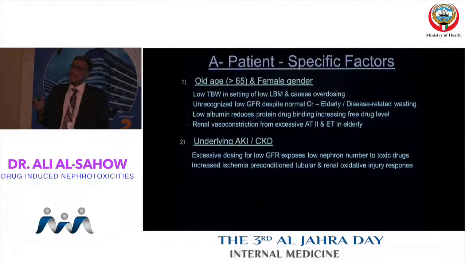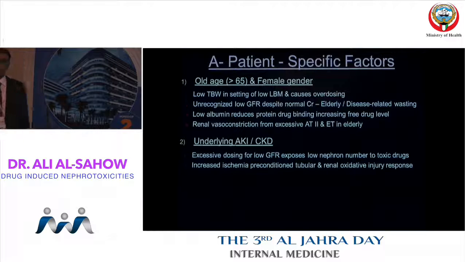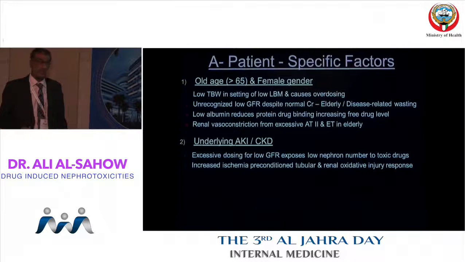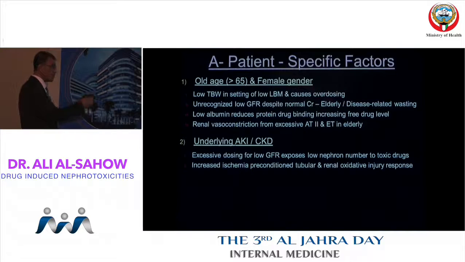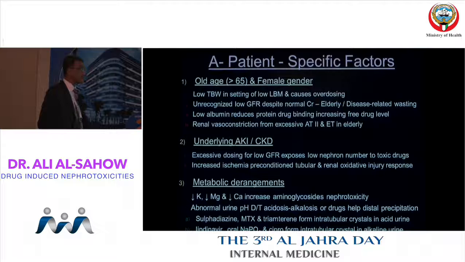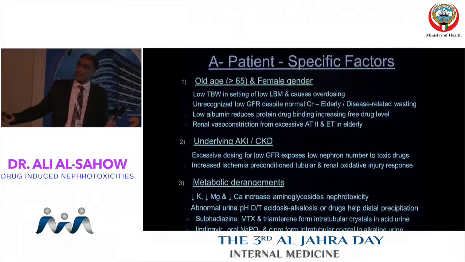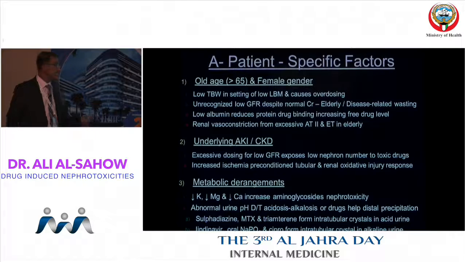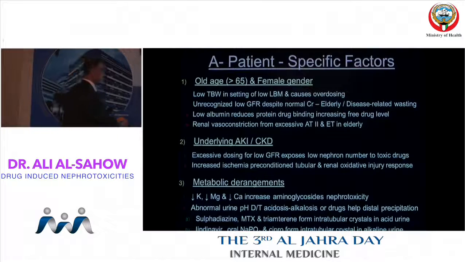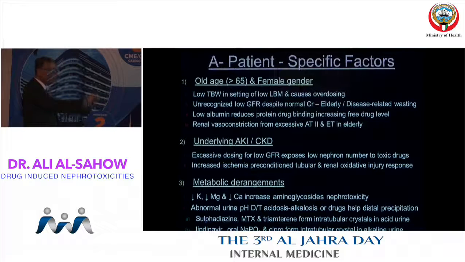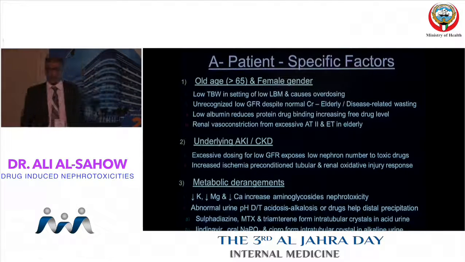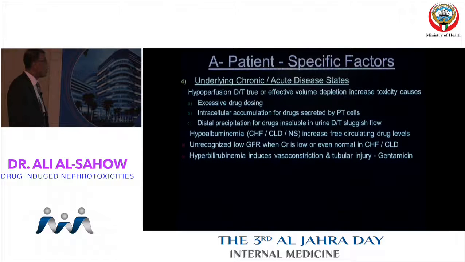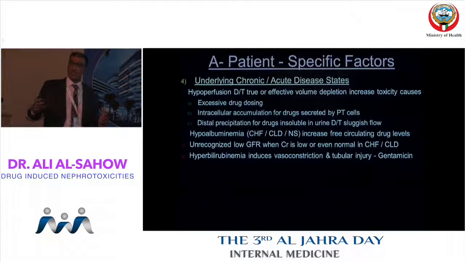The underlying kidney dysfunction, whether it's acute or chronic, can also result in increased risk of kidney disorders because of excessive dosing. Metabolic derangements, hypokalemia, hypomagnesemia, hypocalcemia, they can increase the toxicity from drugs. Abnormal urine pH can result in precipitation and increased toxicity. Methotrexate, for example, indinavir or Topamax can result in different kinds of crystals or stones in different parts of the GU tract.